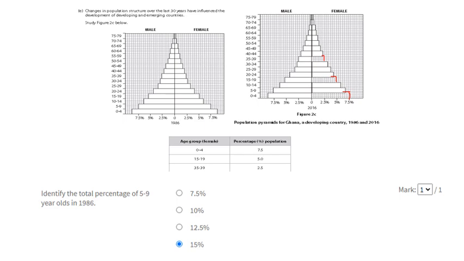And you then get another mark for identifying the percentage, total percentage of 5 to 9 year olds in 1986. Well, for 5 to 9, you have to add the male to the female. It's simple. So 5 to 9, we can see we've got 7.5% there. We've got 7.5% there, which gives us 15%. Everybody should have been getting that right.